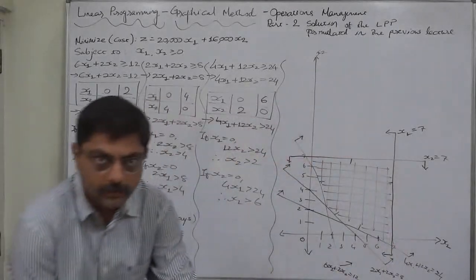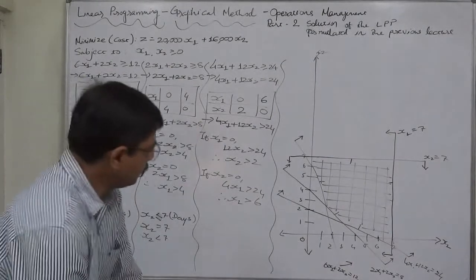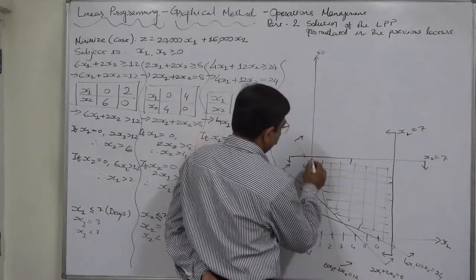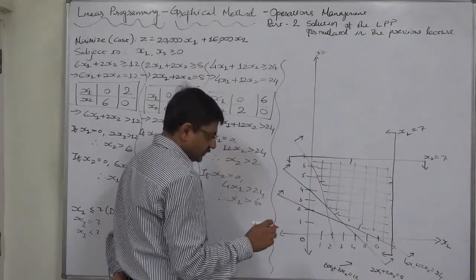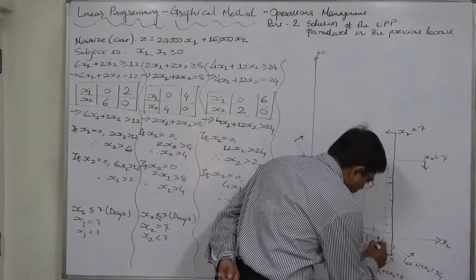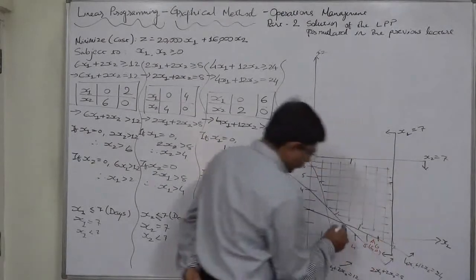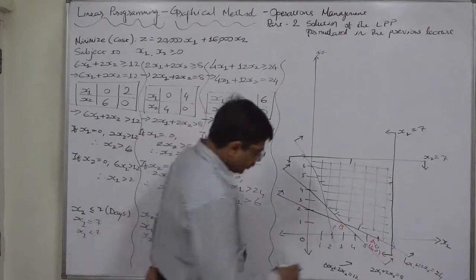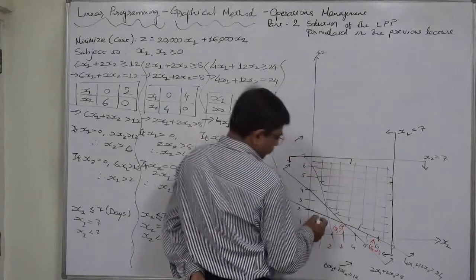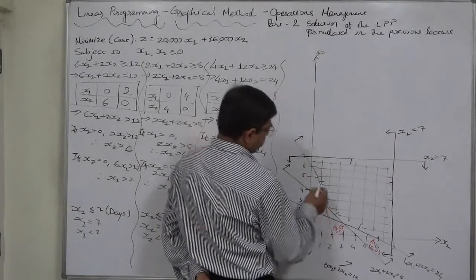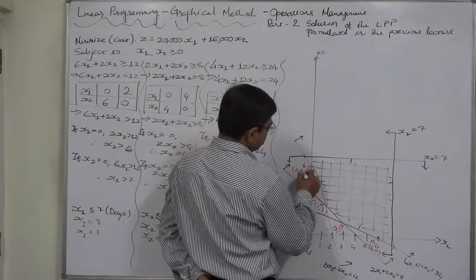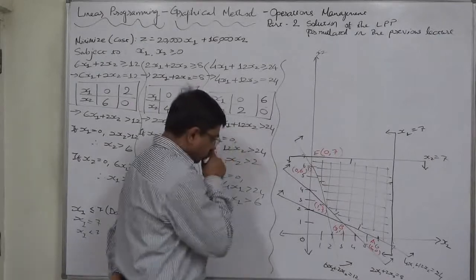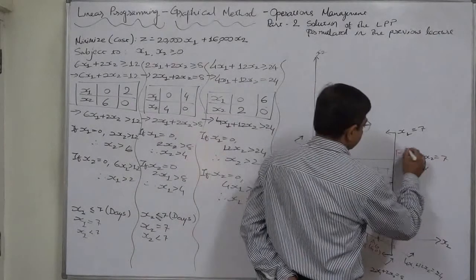Okay. Now let's go for the corner points. We have 1, 2, 3, 4, 5, 6 and 7 corner points this time. A is 6 and 0. This is B, and B is 3 and 1. This is C, it is 1 and 3. This is D, it is 0 and 6. This is E, it is 0 and 7. This is F, 7 and 7.